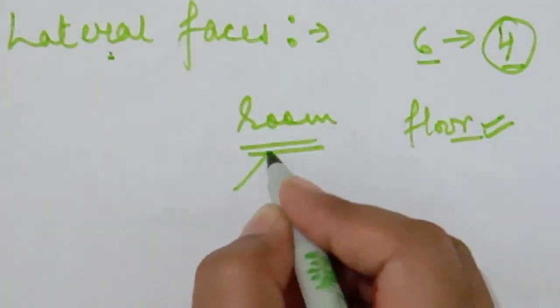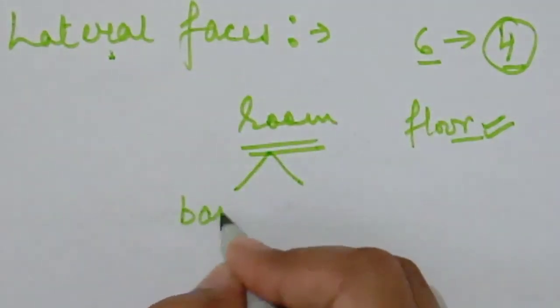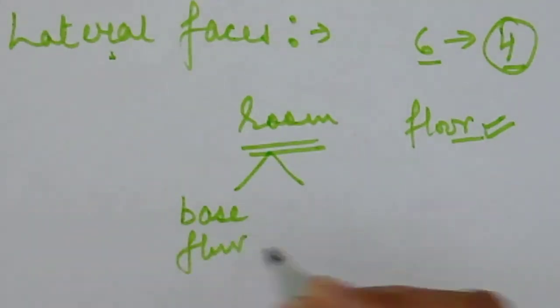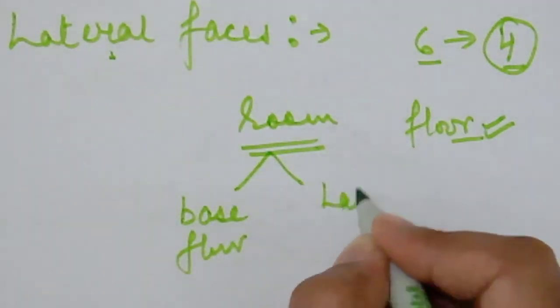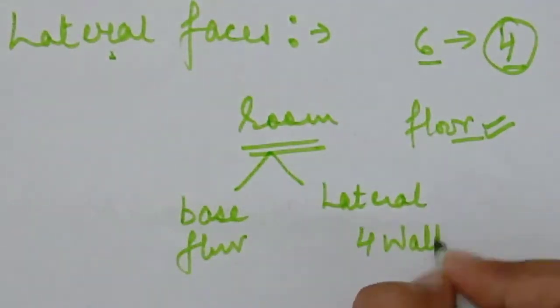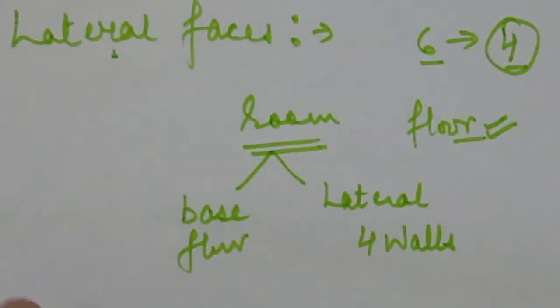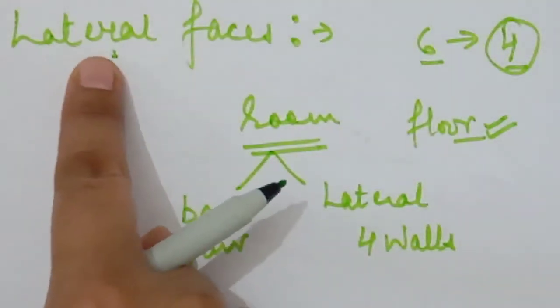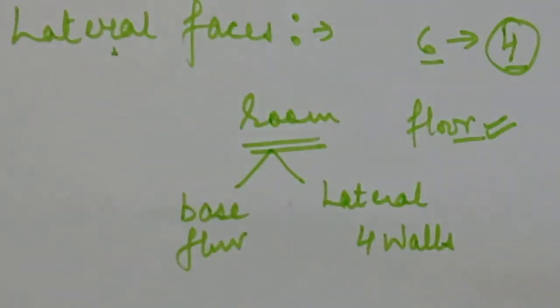So if we are taking an example of the room, we have the base as the floor, and we have 4 lateral faces as 4 walls. So students, it is very clear what the meaning of lateral is. Lateral faces are those faces which touch the base. So our 4 walls are standing and touching the base of the room. So the 4 walls in our room are an example of lateral faces.